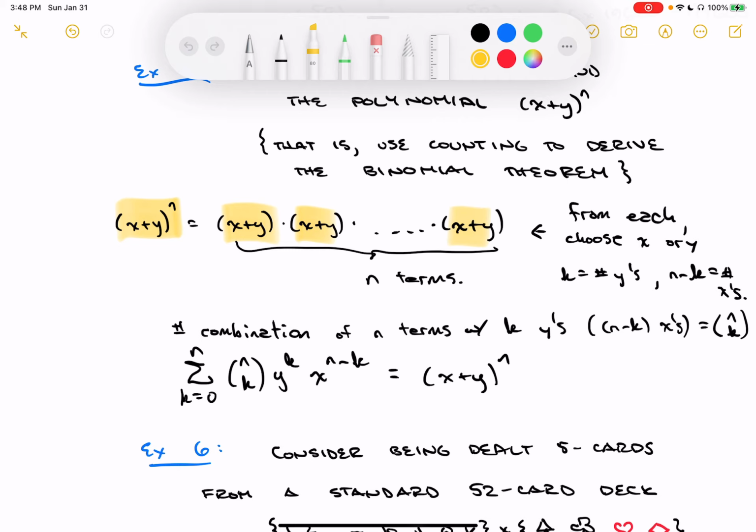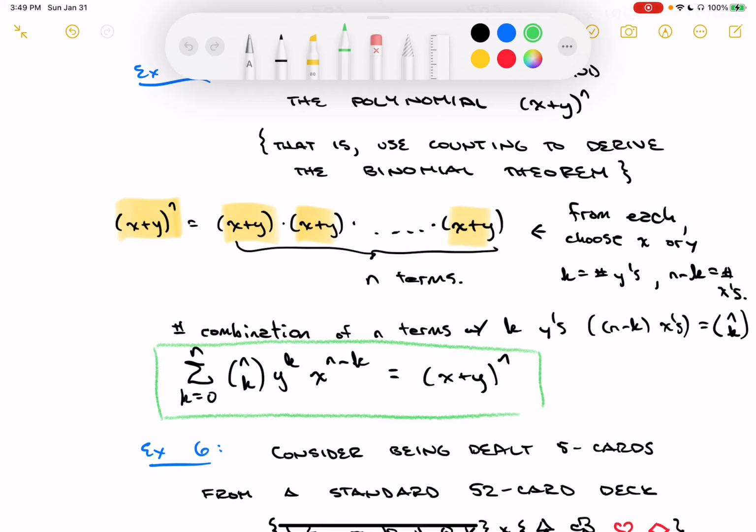This is the classic binomial theorem. If you go to Google or the internet or go back to one of your old math books and look up the binomial theorem, it gives you a way of expanding out x plus y to the n, and it shows it as a sum from 0 to n of n choose k, y to the k, x to the n minus k. And we've derived this, if you will, through a counting logic approach.